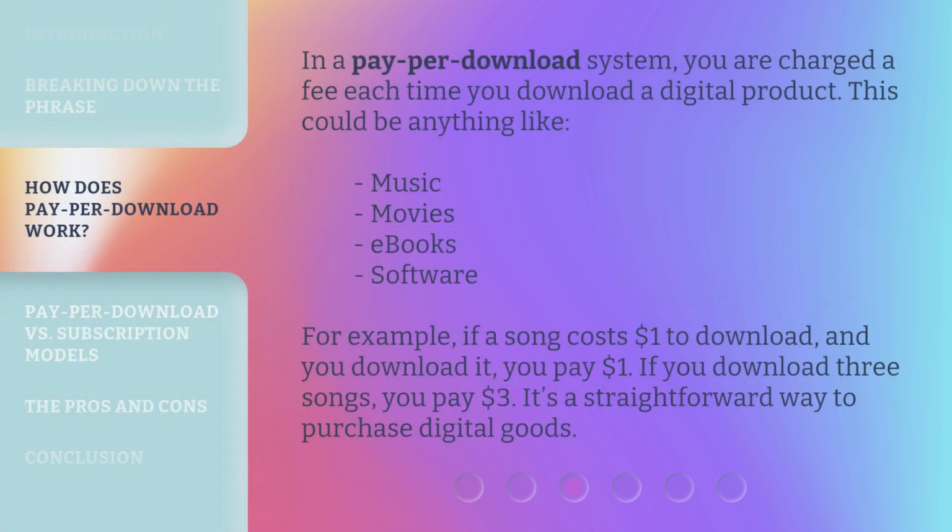In a pay-per-download system, you are charged a fee each time you download a digital product. This could be anything like music, movies, ebooks, software. For example, if a song costs $1 to download, and you download it, you pay $1. If you download 3 songs, you pay $3. It's a straightforward way to purchase digital goods.